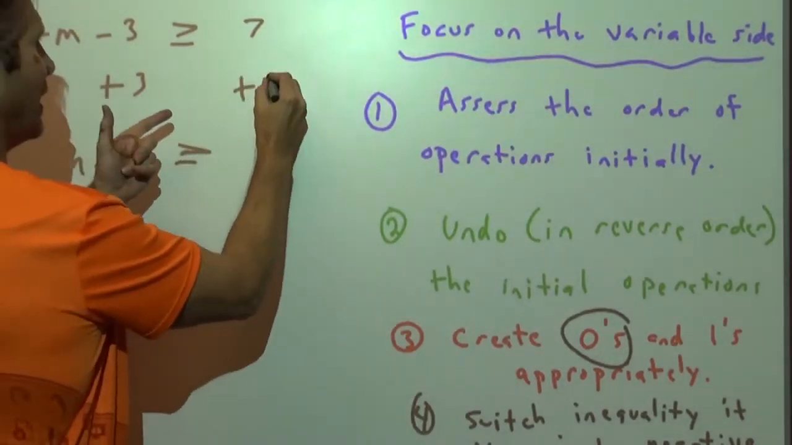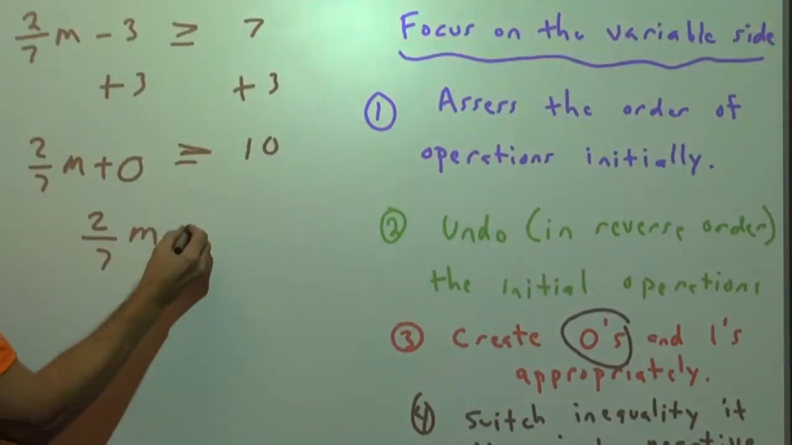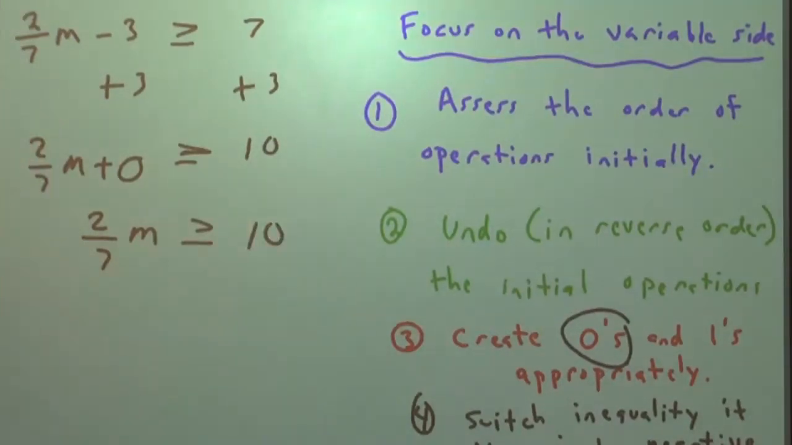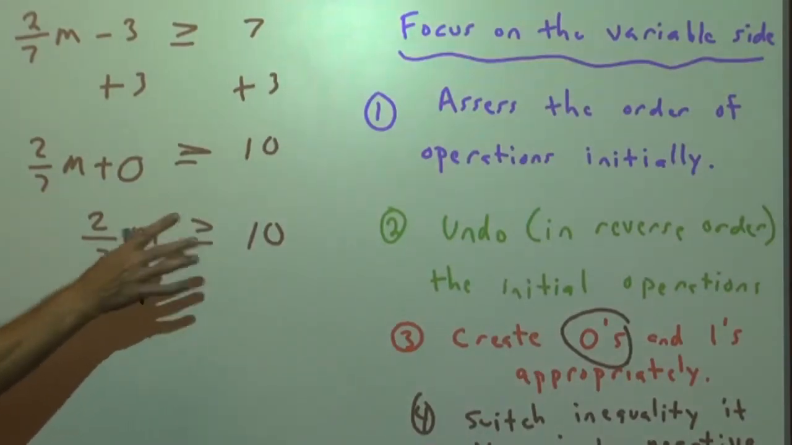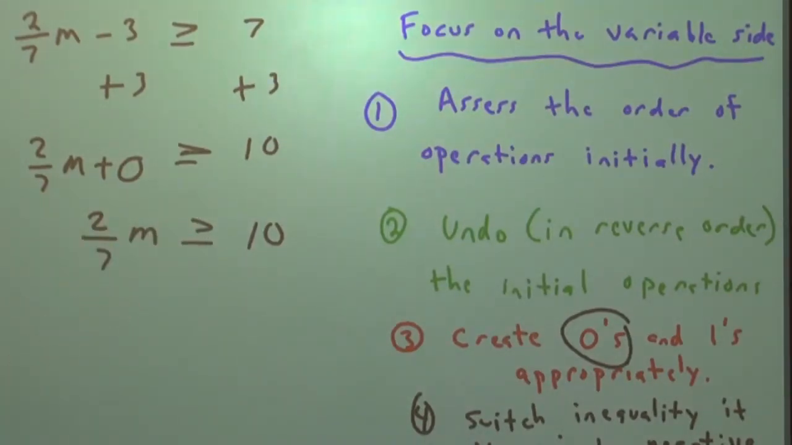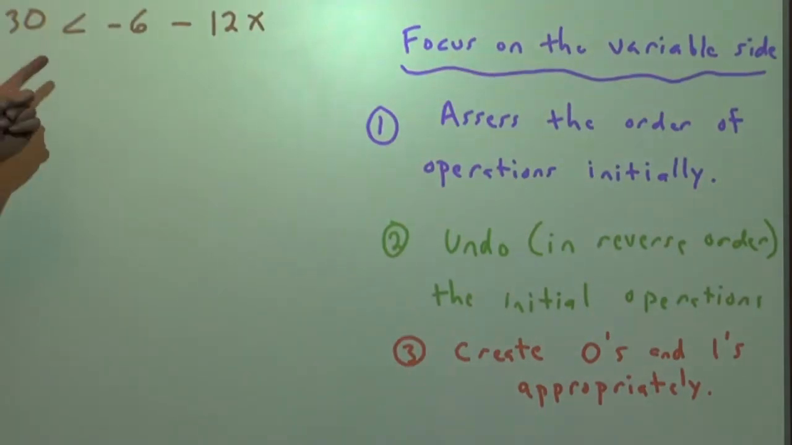When we add 3 to this side to keep both sides equal, we get 10. So now, if this is greater than or equal to 10, multiply by the reciprocal on both sides, and you'll have your solution. Keep the inequality sign the way it was because we didn't multiply by a negative. But this one, ugly. Try this bad boy right here.